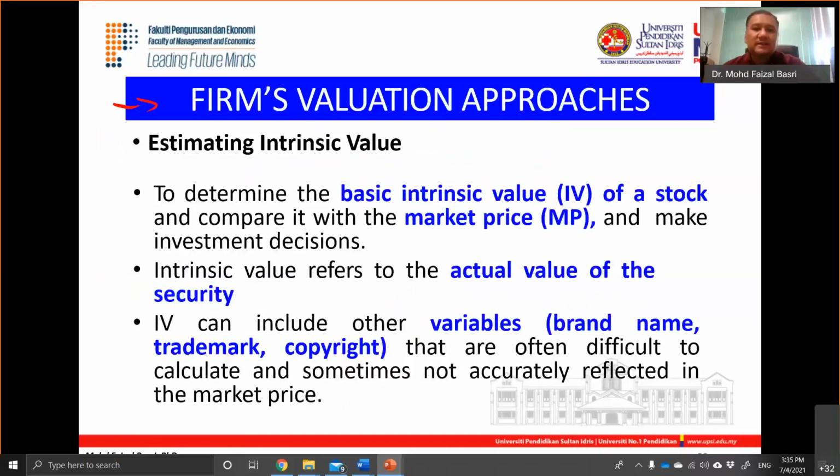Okay, so let's take 5, right? So 5:35. I will give you 10 minutes lah. So we'll resume back at 3:45, for our firm valuation approach.